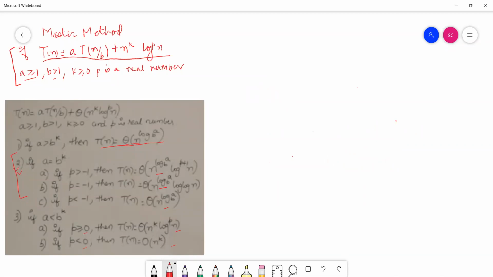Now, T(n) is equal to 2T(n/2) plus n upon log n. Okay, now how to solve it? This equation can be written as 2T(n/2) plus n log^-1 n. Is it fine? Yes, sir. Now the value of A is 2, the value of B is 2, the value of k is 1, and the value of P is -1.